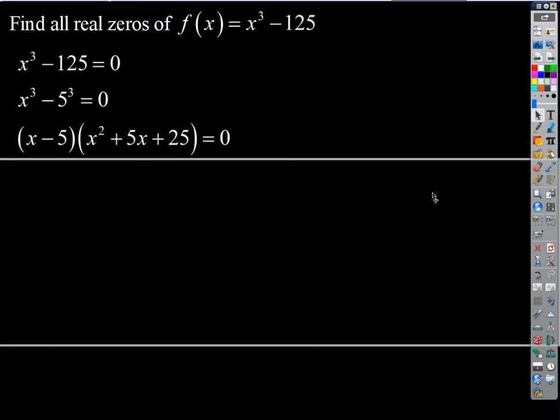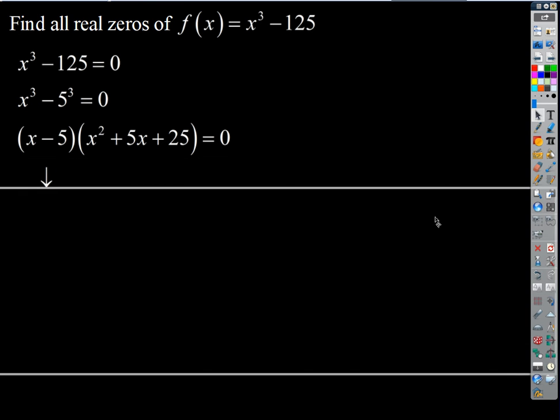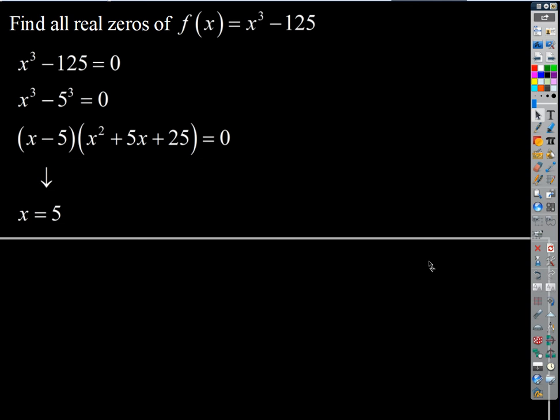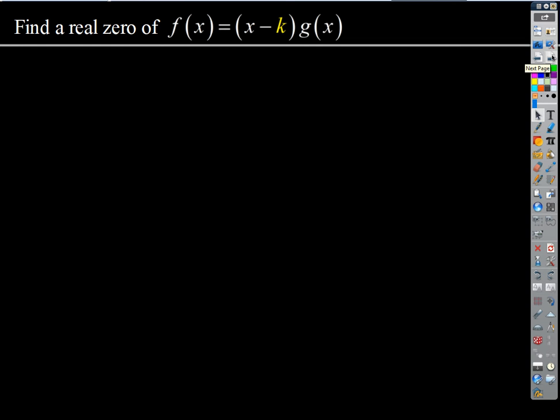Now I could just apply the zero product property. Set those equal to 0, and I get x equals 5. What's going to happen if I set the other factor equal to 0? I'm getting a complex conjugate pair of zeros that are non-real. So if I'm looking for the real zeros, I don't even have to worry about that one. If we want the real zeros, that's not going to give us any. We already know that. What about that one? Find a real zero of that.